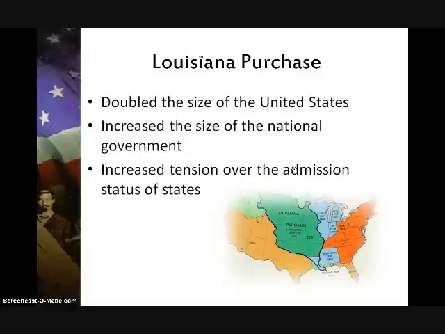I like to refer to it often. 1803, Thomas Jefferson conflicted on whether he was able to do it or not, but realized that doubling the size of the United States was just one more step toward his American continent and embracing those agrarian ideas. It doubled the size of the United States, increased the size of the national government, and increased tension over the admission status of states. None of which Thomas Jefferson intended, but that was the result, because this increased tension is going to be over the status of free or slave of every new state, as they have to make that decision when they add them to the United States.